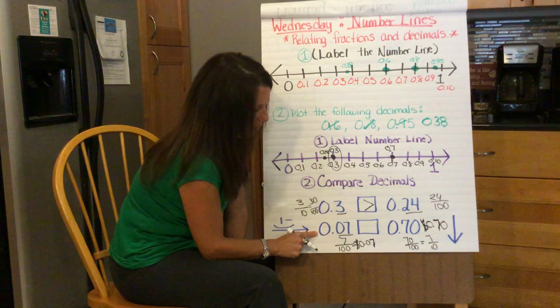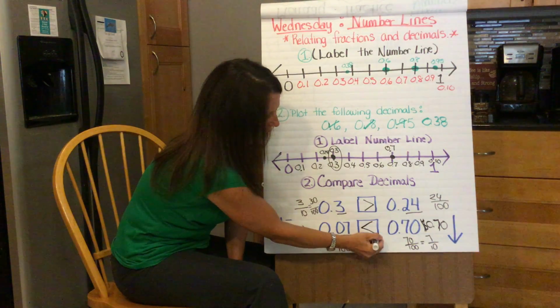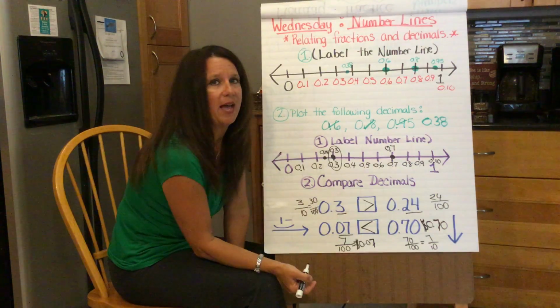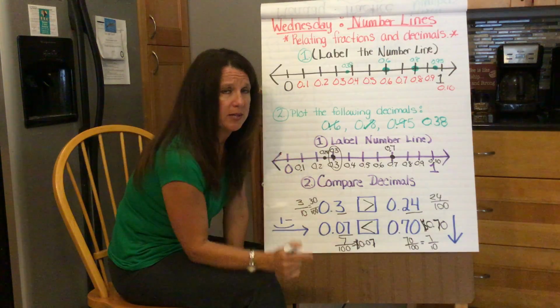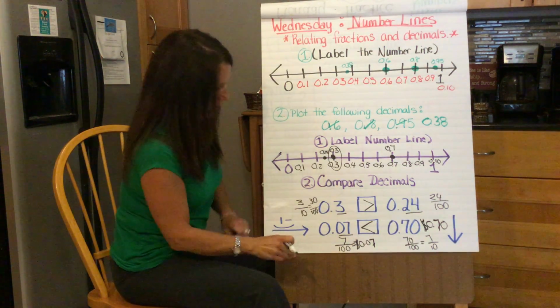So now if I'm reading left to right, 0.07 is less than 0.70. Okay, you've got to be careful, because you look at that really fast and you think, oh, they're equal because they both have a 7 and a 0, but they're not in the same place value spot. This is going back to place value that we did a while back, at the beginning of the year.